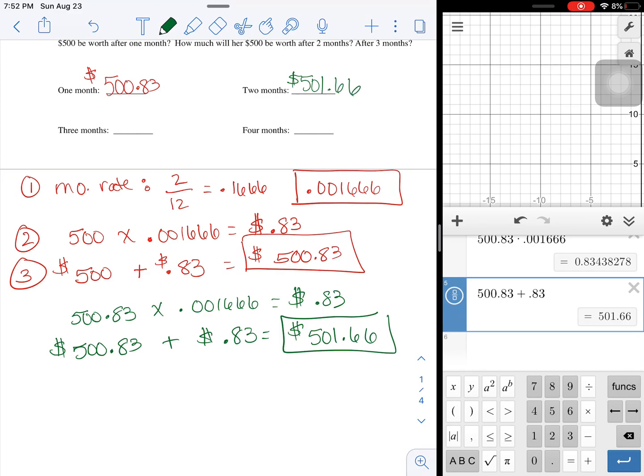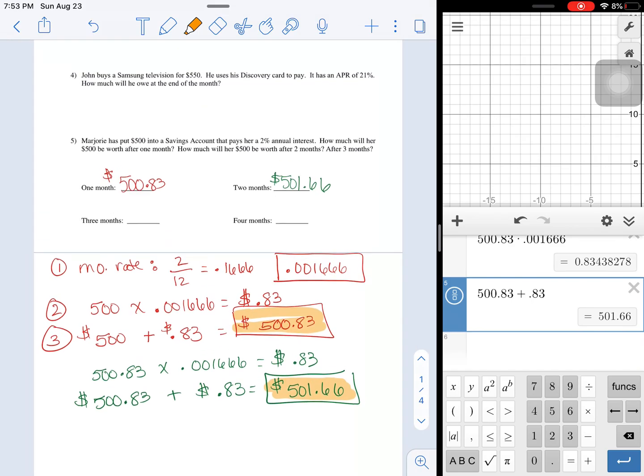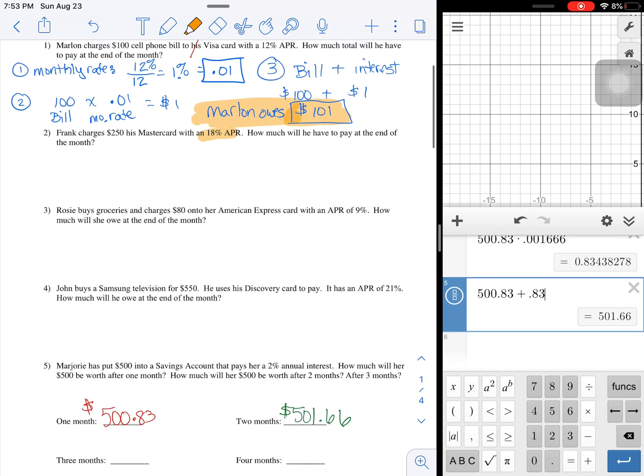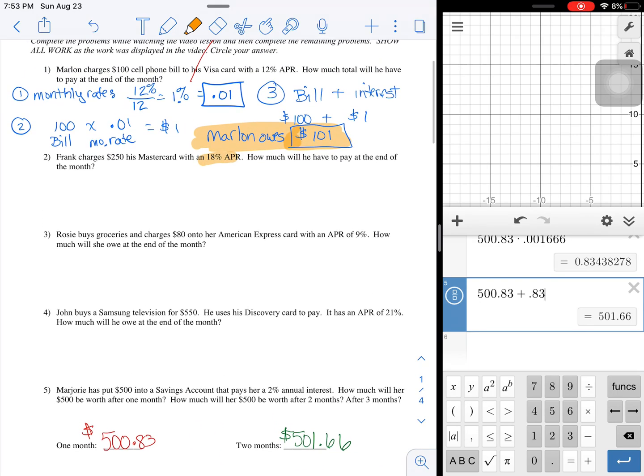You need to complete month 3 and month 4. You're just going off of the last balance. Okay, so this was month 1. Month 2, now for month 3, you're using that 501.66 and completing steps 2 and 3. And then that new balance from step 3 for 3 months will go into step 2 again for 4 months. I hope this is pretty explanatory for yourself here, and that you can do questions 2, 3, and 4.